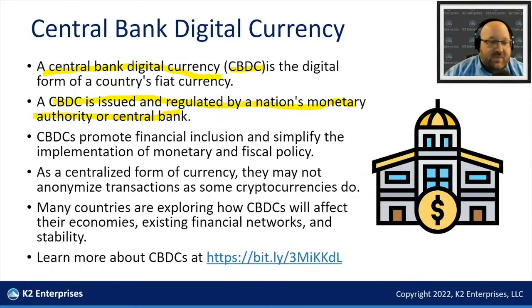And what's kind of cool about these is, as a central form of currency, they've got better assurances and better security built into them. You can incorporate them into the monetary policies of the nation. And a lot of countries are exploring how CBDCs will affect their economies, their existing financial networks, and more.